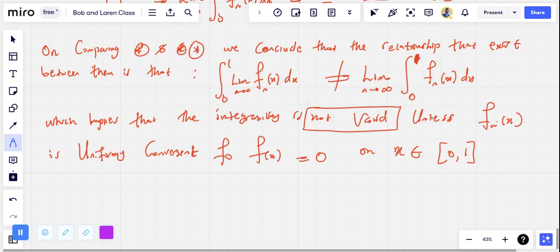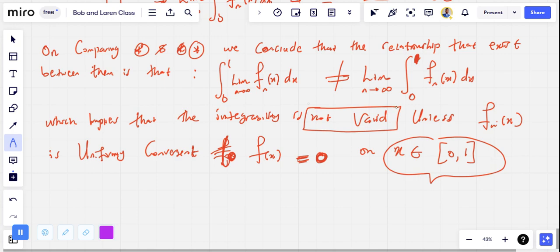That's why I said it can only be valid if fn of x is uniformly convergent to zero, straight up to zero. When it's uniformly convergent to zero, that means f of x equals zero in that case. So you just write uniformly convergent to zero, or uniformly convergent to f of x, which equals zero on that closed interval 0 and 1.